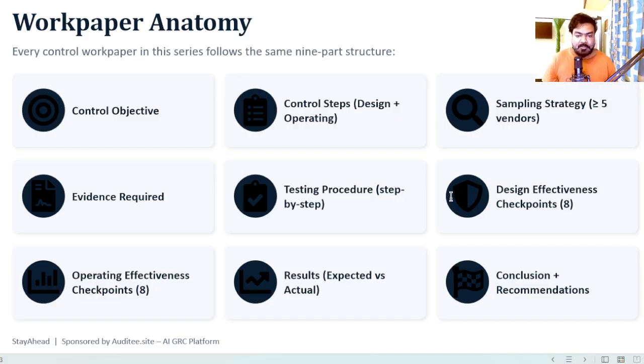Before we get into the actual testing, let's look at the shape of the work paper itself, because every control in this series follows the exact same 9-part structure. We start with the control objective, what are we actually trying to verify, then control steps split into design and operating, a sampling strategy, which for this control means at least 5 vendors, the evidence required, a step-by-step testing procedure, 8 design effectiveness checkpoints, 8 operating effectiveness checkpoints, then results comparing expected versus actual, and finally conclusion and recommendations. Once you internalize the structure, every work paper in this series becomes predictable, and that predictability is what makes testing fast and audit ready.